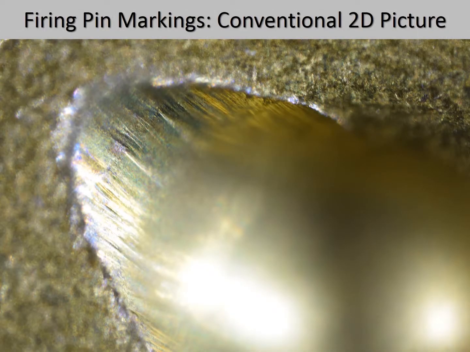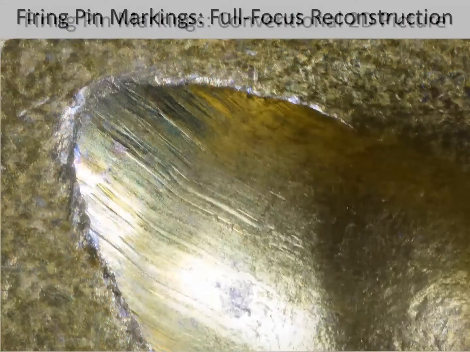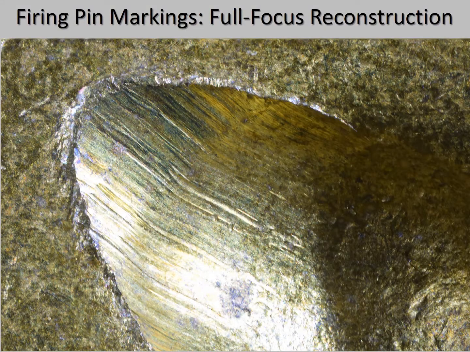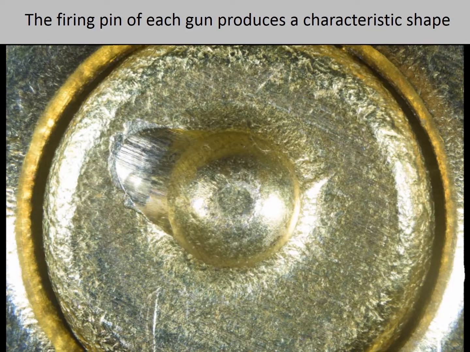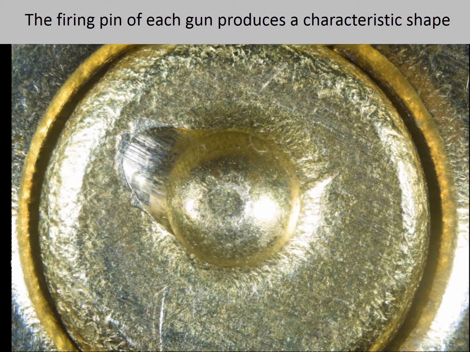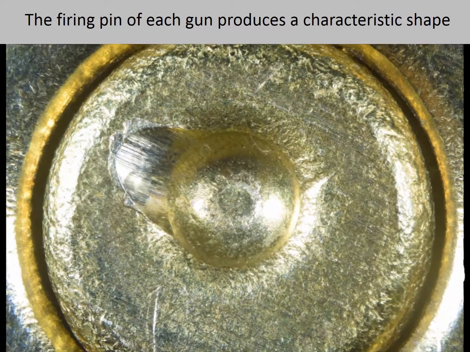Here is a closer two-dimensional view of the firing pin markings. We see that only a small portion of the markings are in focus. Now, with the Edge 3D microscope, we see a full-focus reconstruction of the markings throughout the entire depth of the firing pin impression. Now, with the addition of the color-coded depth information, the unique signature of this firing pin can be precisely quantified. Here is a three-dimensional video of the firing pin impression that was made using a different gun.